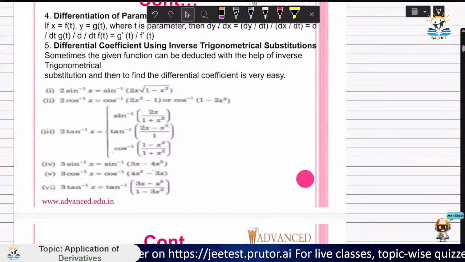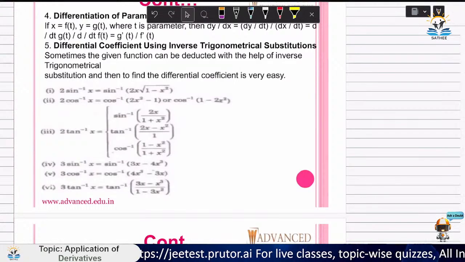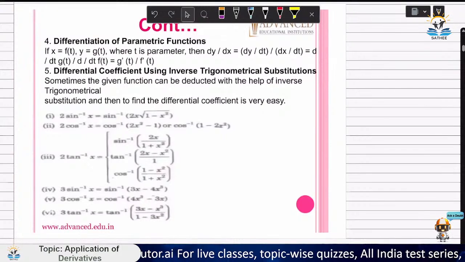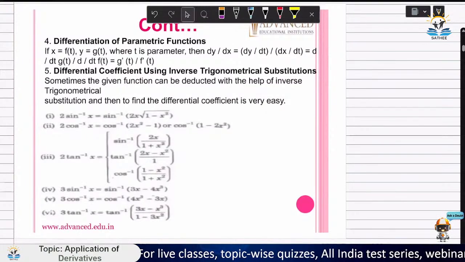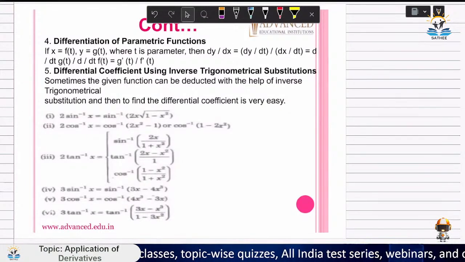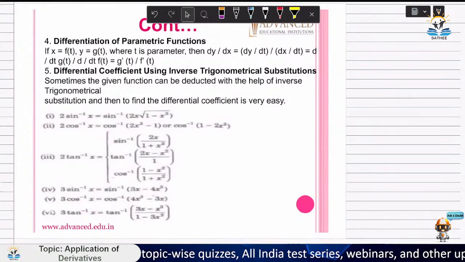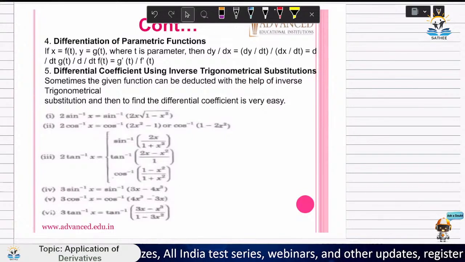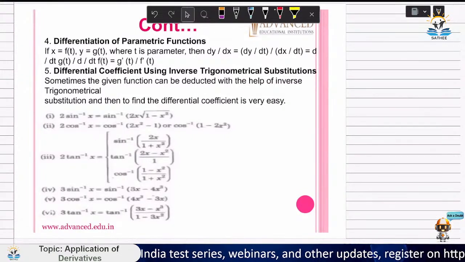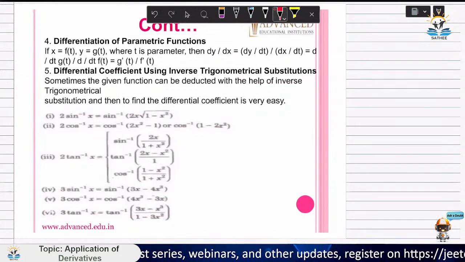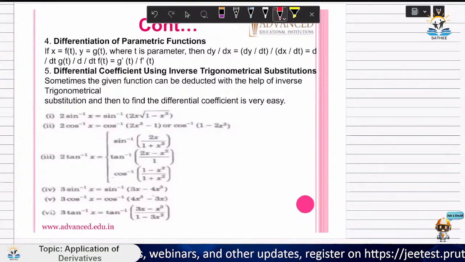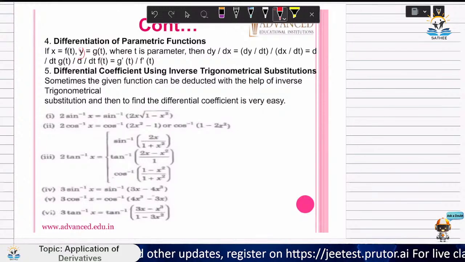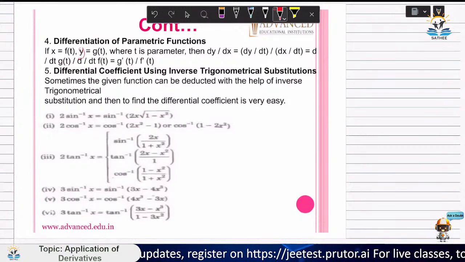Okay, so now moving on, what we have is differentiation of parametric functions. This is also very interesting. What can happen is we can be given x as a function of a different variable and y as a function of that same variable, and we have to find the derivative. As it is given here, if x is a function f of t and y is a function g of t, then dy by dx would eventually look like dy by dt upon dx by dt.